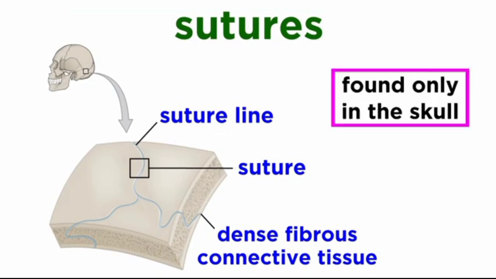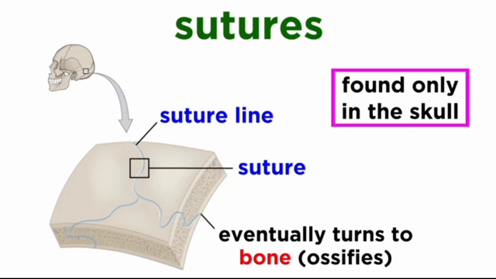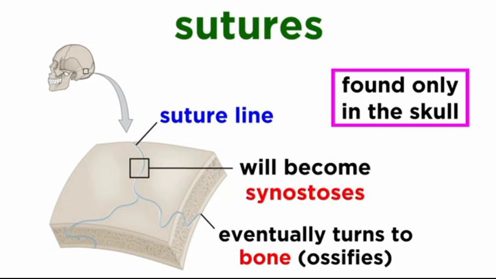will find them. They contain many interlocking fibers of connective tissue that are connected to the periosteum of each bone, allowing them to tightly interlock, and this tissue eventually turns into bone, or ossifies, so that by middle age the skull bones are all fused together, at which point the sutures become synostoses.